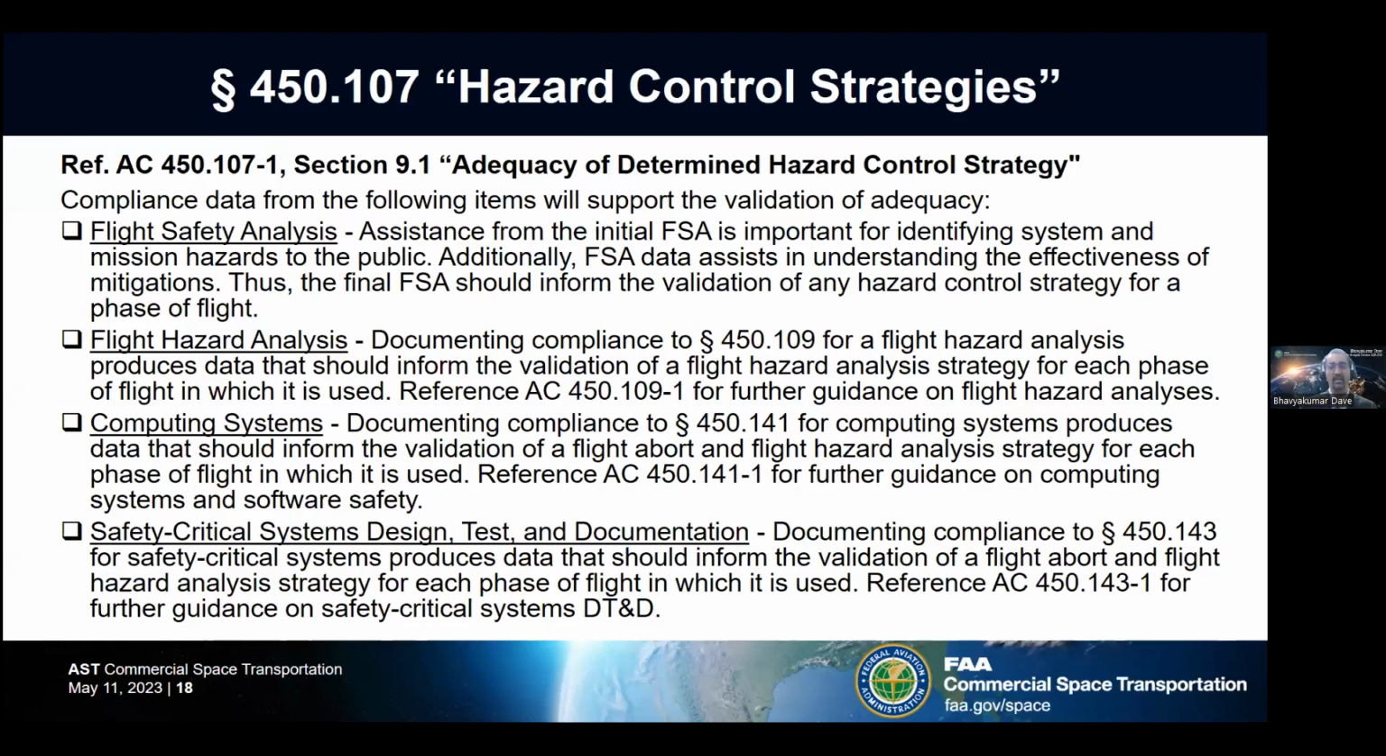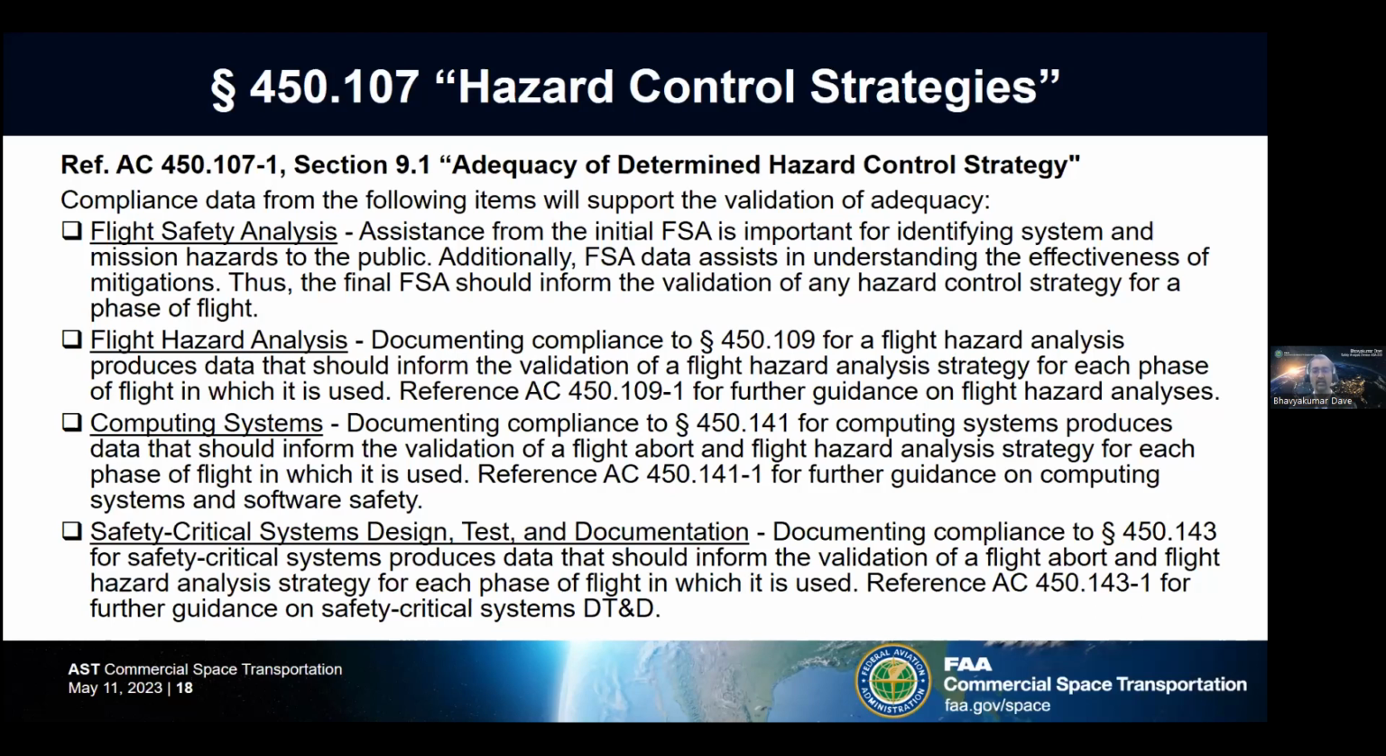Okay, so now let's talk about the adequacy of the determined hazard control strategy. This is described in section 9.1 of the AC, where it identifies six different types of sources of compliance data that can be utilized by the applicant to support the validation of the adequacy of the hazard control strategy. On this slide, we have four of those six, and we'll talk about the next two in the next slide. The first four are flight safety analysis data, flight hazard analysis data, computing systems data, and the safety critical systems design, test, and documentation data.